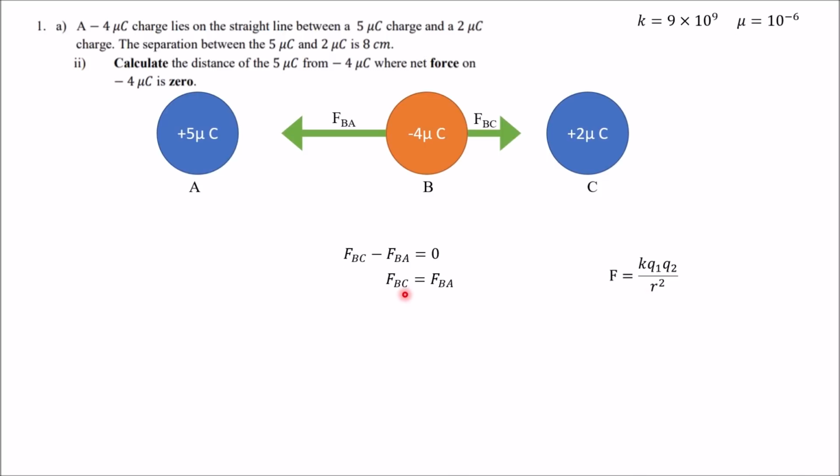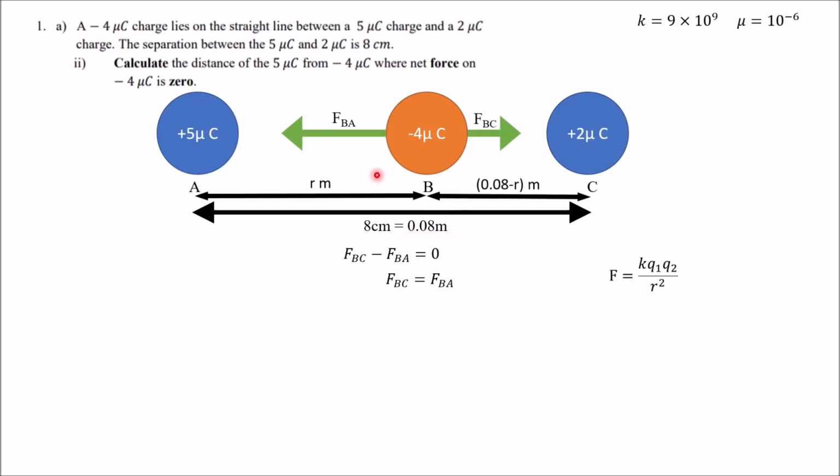So okay, back to FBC, we have to find the distance, but we don't know, right? And we are looking for it, so we just label it first. The information from the question, the separation between the 5 microcoulomb charge and 2 microcoulomb charge is 8 cm. So 8 cm is 0.08 meter. And then we label here, we assume here is R, we give it a variable.